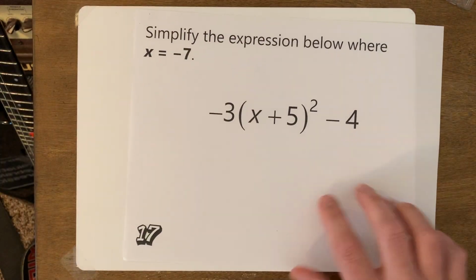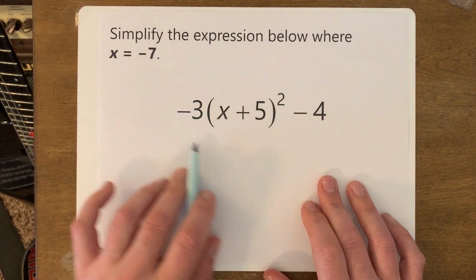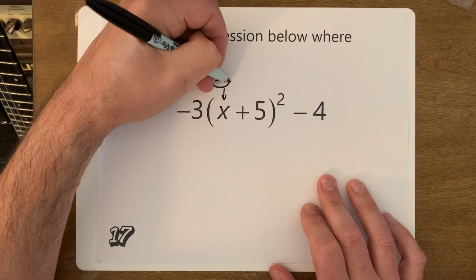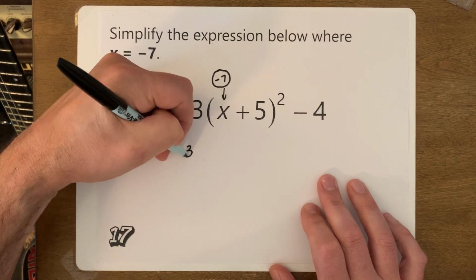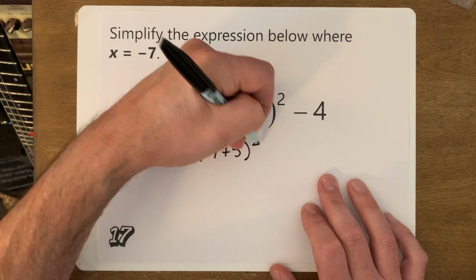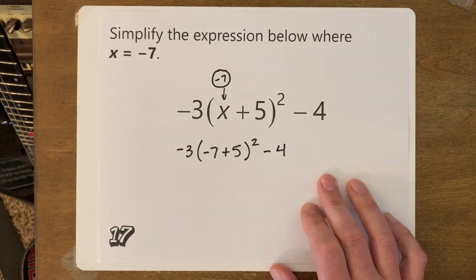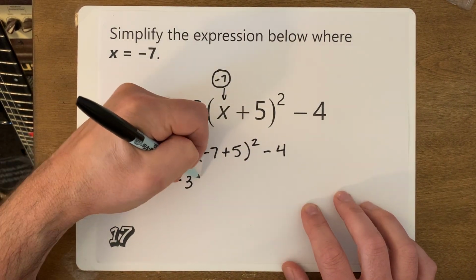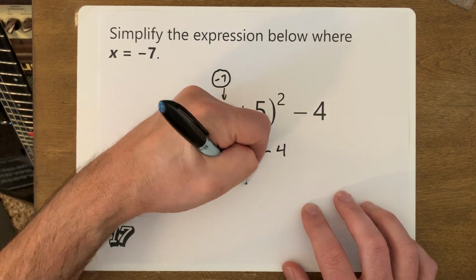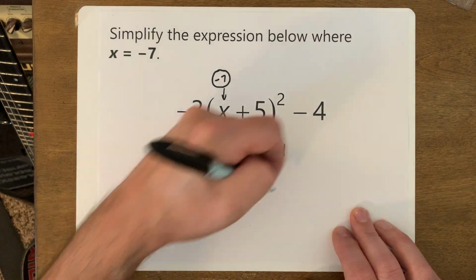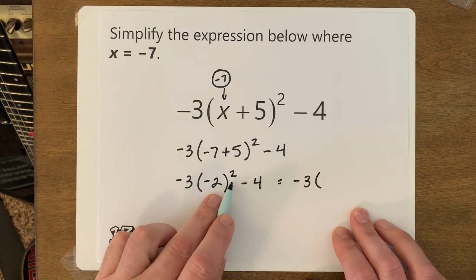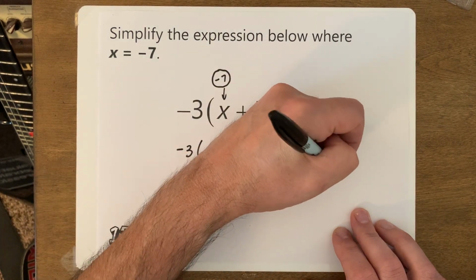All right, so let's take a look at this one, another quadratic, but this one's in vertex form. So this time we have a -7 for x. Okay, so we have -3 times -7 plus 5 squared with a -4 at the end. Okay, so we have -3 times -7 plus 5 is -2 squared minus 4. So now we have -3 times -2 squared is +4.